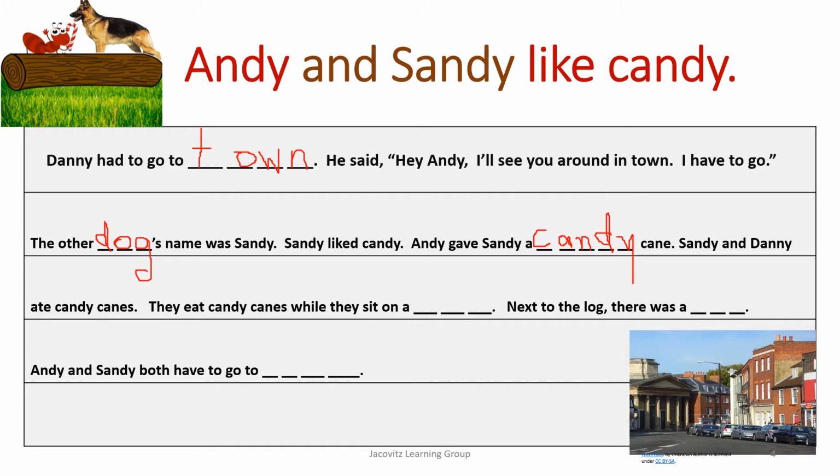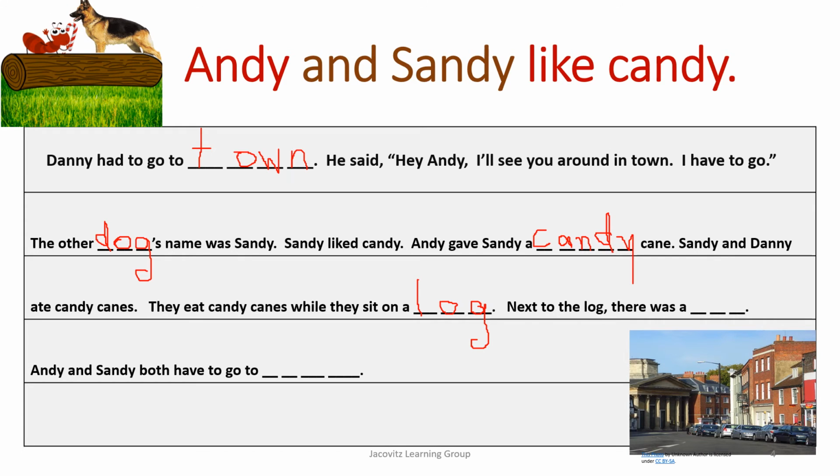They eat candy canes while they sit on a, what is this, guys? Say it out to yourself. Log. L-O-G. If you don't remember, go to the next slide and see how it's spelled. Next to the log, there was a dog.